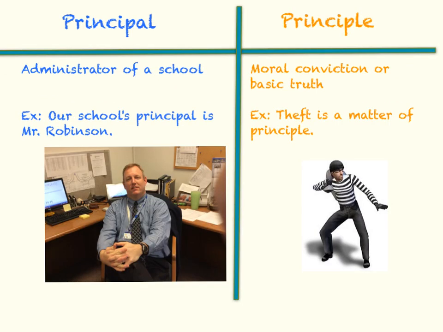Our next example is the word principal. In the first example, it ends with an AL. In the second example, it ends with an LE. For the first example, principal ending in AL, it means the administrator of a school. The example would be, our school's principal is Mr. Robinson. The second example, principle, ends with an LE, and it means a moral conviction or basic truth. An example of that would be, theft is a matter of principle.